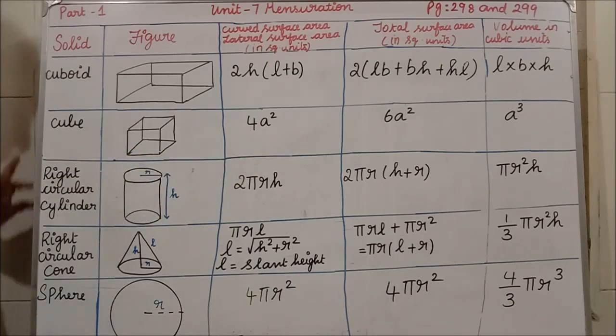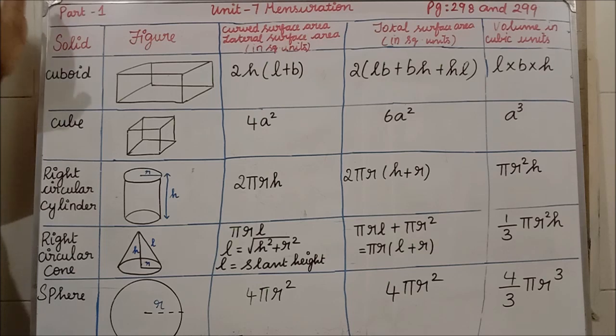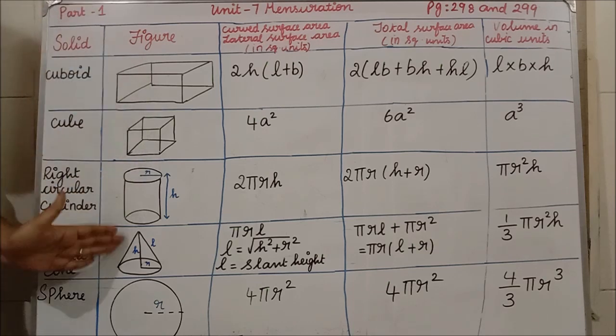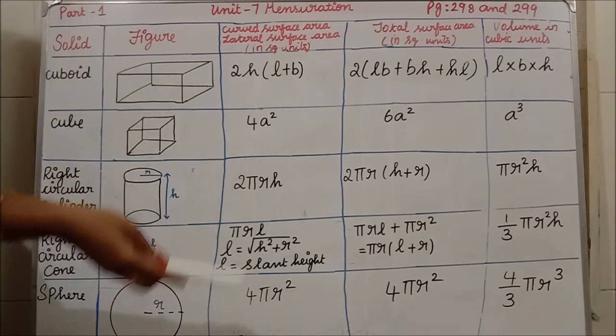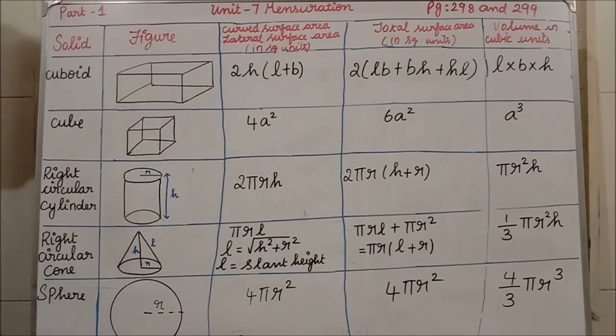Here, see, I have written 5 formulas. The remaining 5 formulas which are given in your book, you are going to copy from your book by yourself. Like the same format: solid figure, curved surface area, total surface area, volume. In the same format, you are going to copy the remaining.